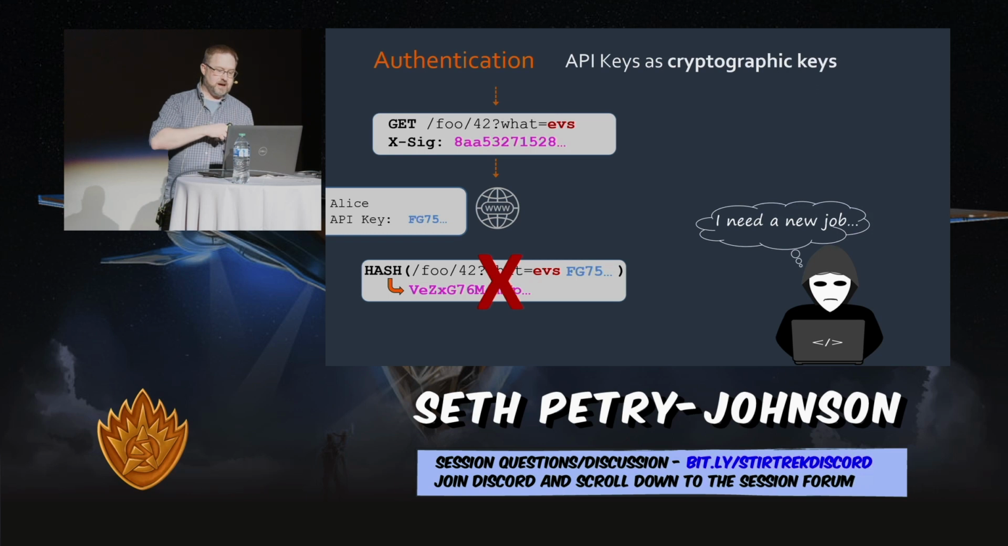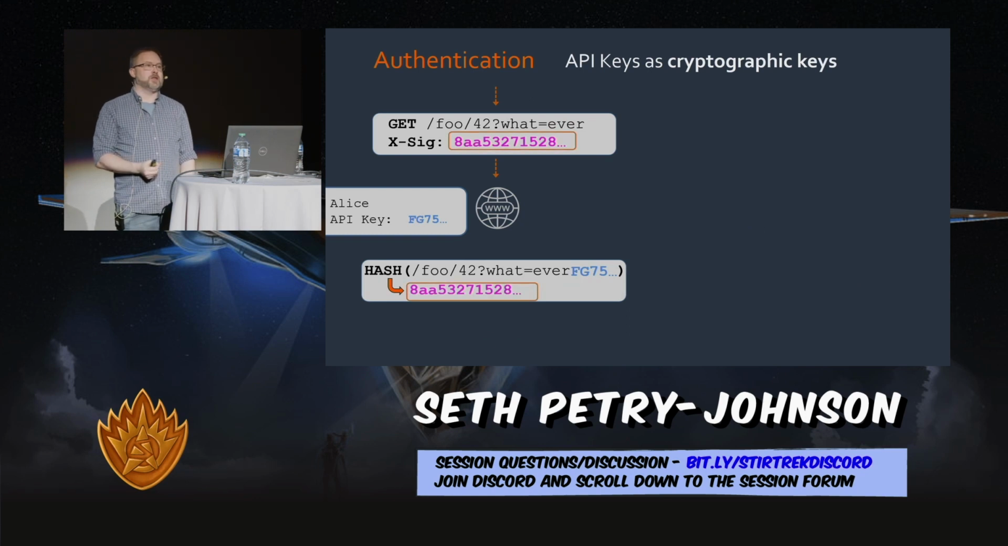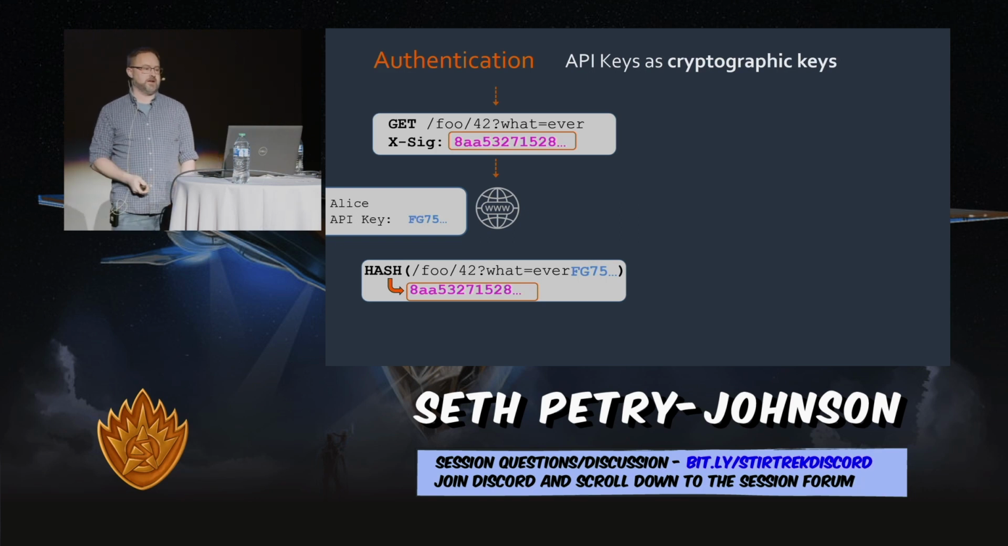Now, if those values don't match, the server knows it can reject the request. If they do match, the server and the client both used Alice's key to hash the exact same request, so the server knows it's talking to Alice and the request was not modified in transit.